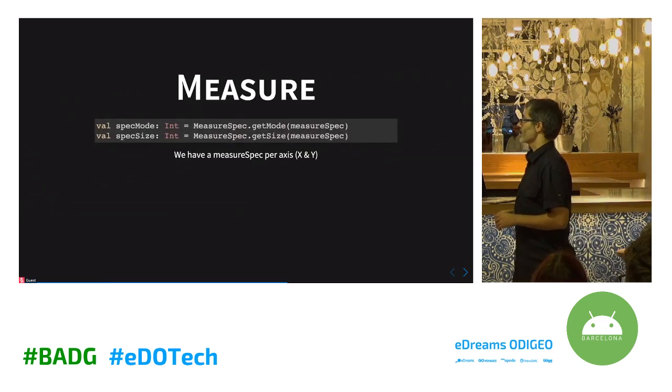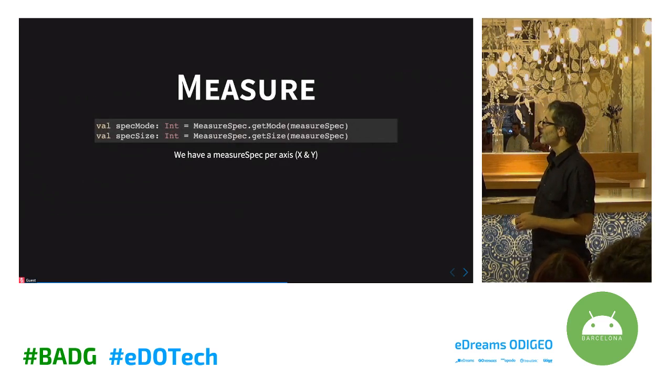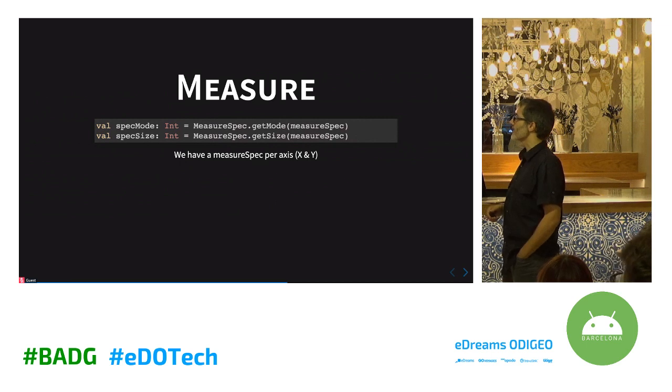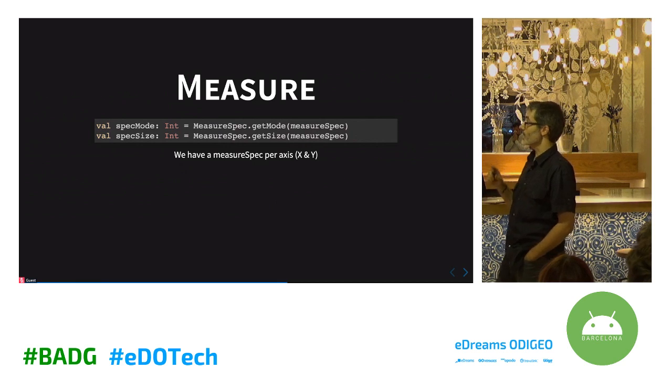So, measuring. Basically, we will get an onMeasure call. We have to overload this method. We have to derive from a view, or maybe from another view we want to subclass, and we implement onMeasure. We get two parameters. For every axis, we get two measure specs.